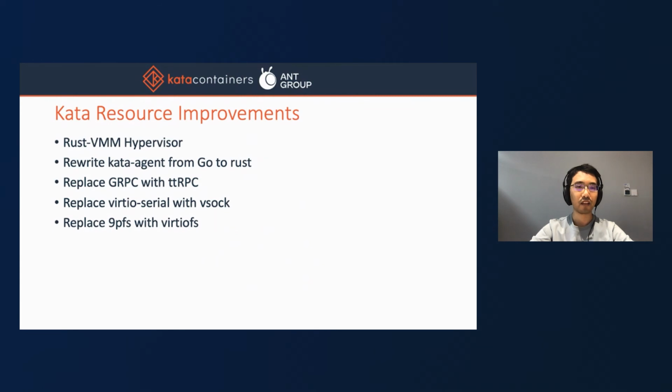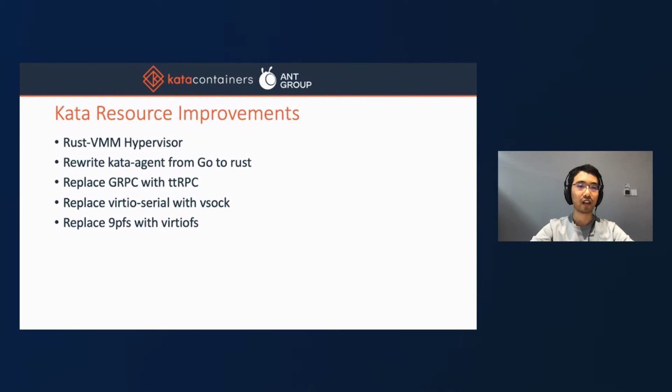So let me talk a bit about the Kata Containers resource improvements we have at Ant Group. The first is we are using a Rust VM hypervisor. We do not use QEMU because QEMU consumes much more memory than the Rust hypervisor, and also Rust is a memory safe language, so we have less maintenance problem than QEMU.